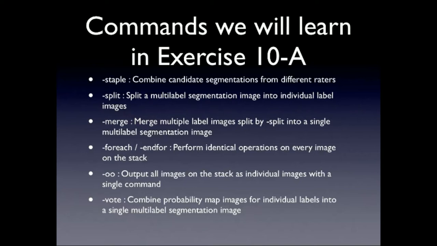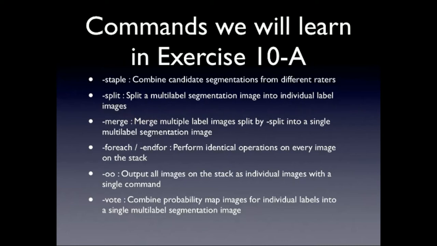Then we're going to talk about split and merge. When you have a multi-label segmentation, a segmentation image where you have multiple labels, you can split those labels into separate label images, do something with them, and then merge them into a multi-label segmentation at the end. We're going to see an example of that, and that's going to actually use the for loop that Phil mentioned.